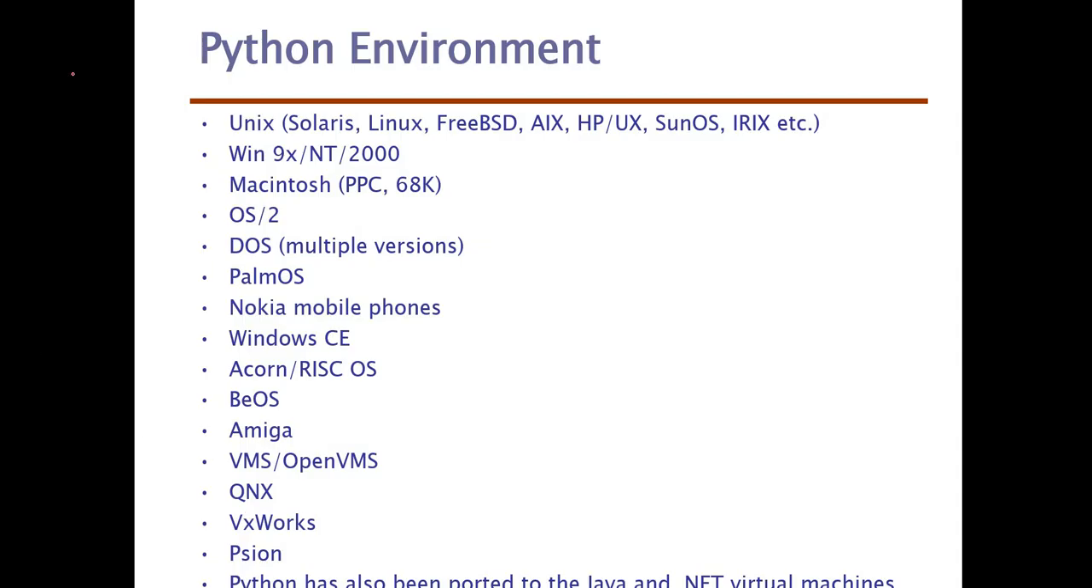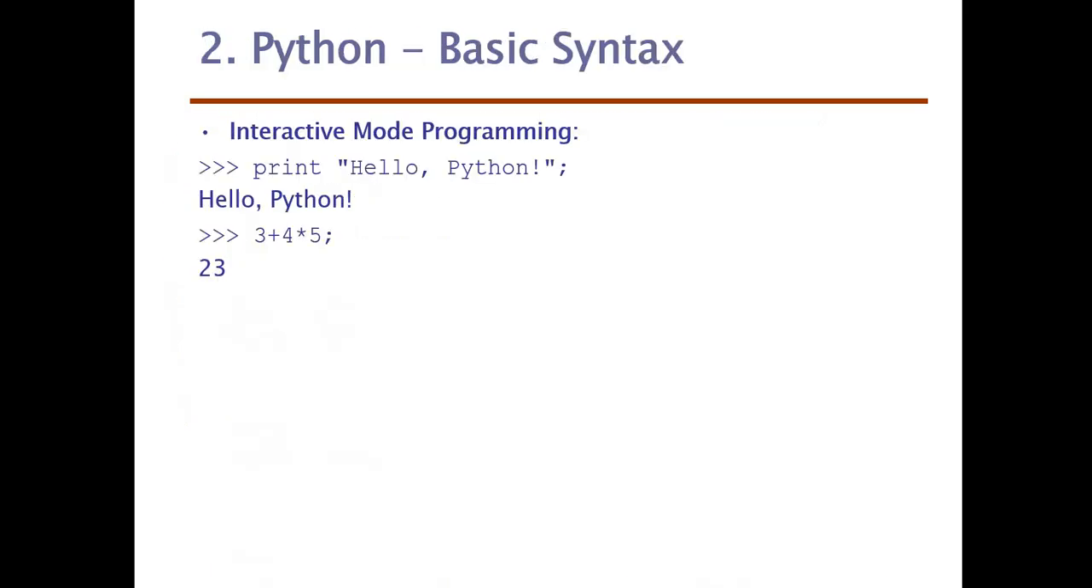And there are many more Python environments. We are talking about Unix, Windows 9X, Macintosh, DOS, Palm OS, and Nokia mobile phones. You can use it on many platforms like Amiga, VMS, QNX, and VxWorks, and Python has also been ported to the Java and .NET virtual machines. So everybody is looking for development of applications, and we are talking about the Python environment.